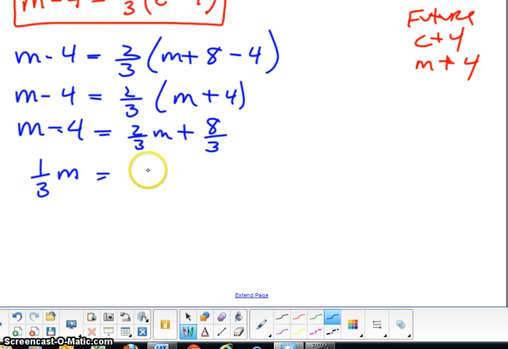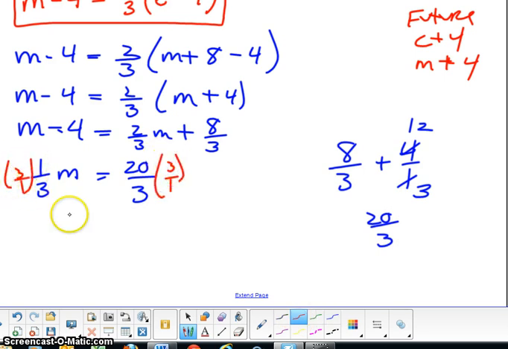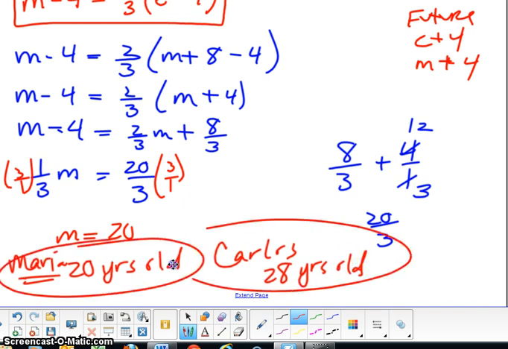And if I add 8/3 and add 4 to it, common denominator would give me a 12 on the top to give me 20/3 after adding them together. And then all I have to do now is multiply both sides by 3/1, because that's going to cancel out the numbers on the left, giving us 20 for the age of Maria. So Maria is 20 years old. And if Carlos is 8 years older than that, that means Carlos has to be 28 years old. And that is the answer to the question.